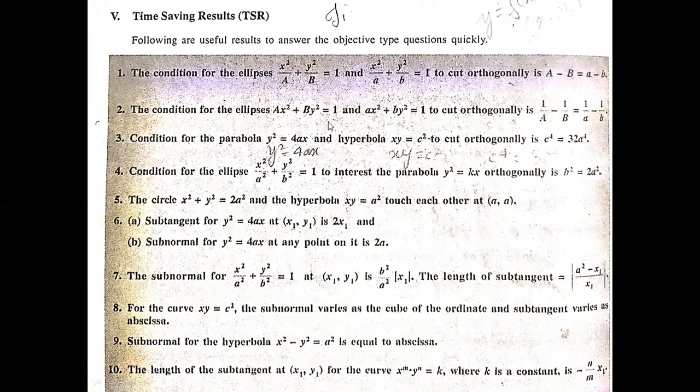Next, the orthogonal condition for this type of two ellipses. If the given ellipses are in the form Ax² + By² = 1 and ax² + by² = 1, then the orthogonal condition is 1/A - 1/B = 1/a - 1/b.